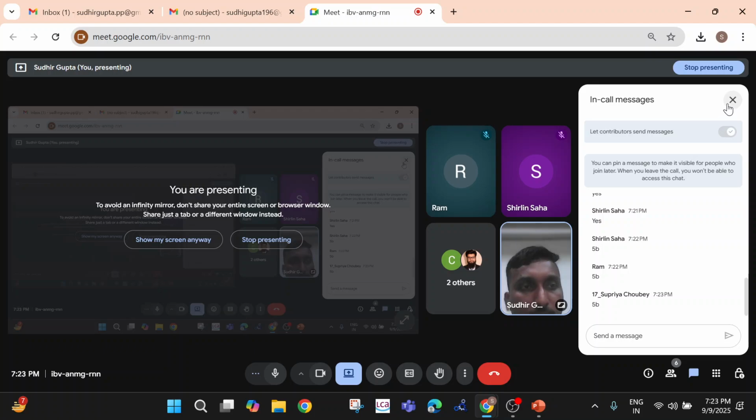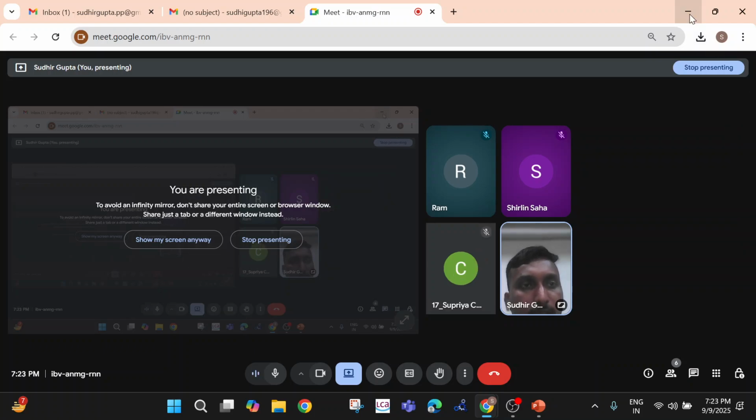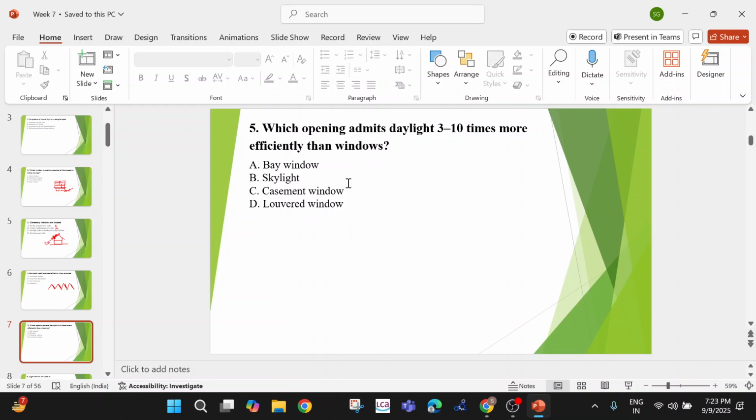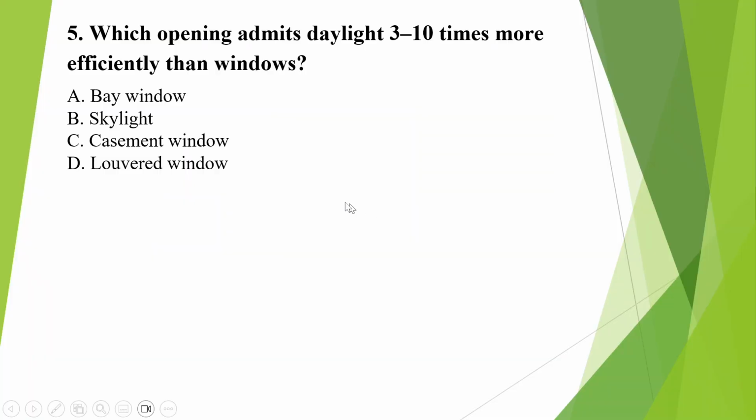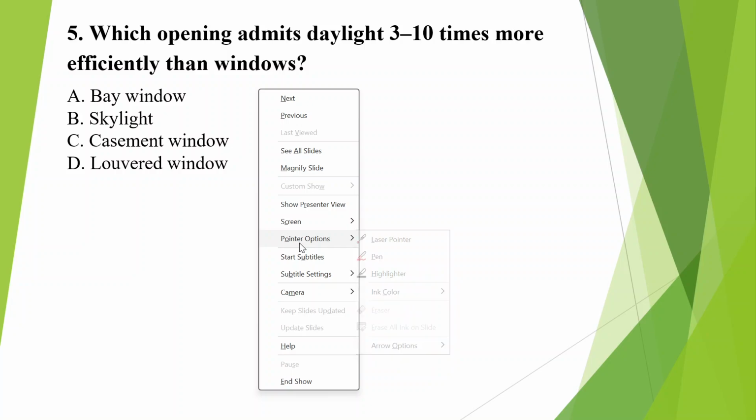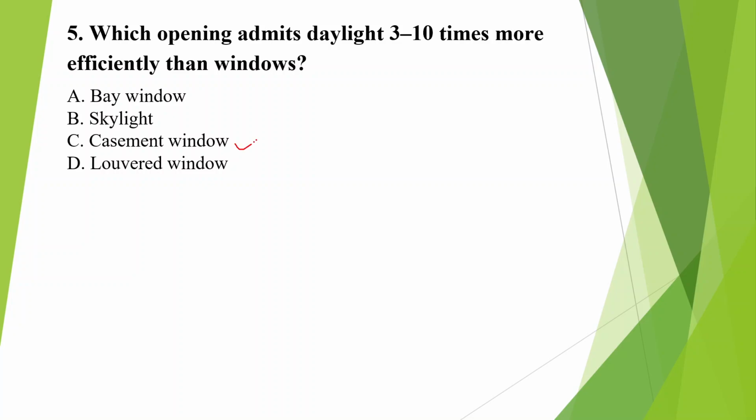Yeah, so all of you are absolutely correct. It is just asking which opening is more efficient than windows. In the four options that have been given to you, you can easily see that these three are types of windows, so they cannot be the correct answer. This and this one is the correct answer. But again, from the concept point of view, you also know these skylights.